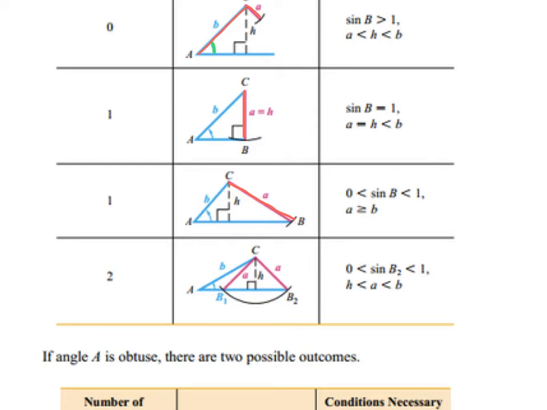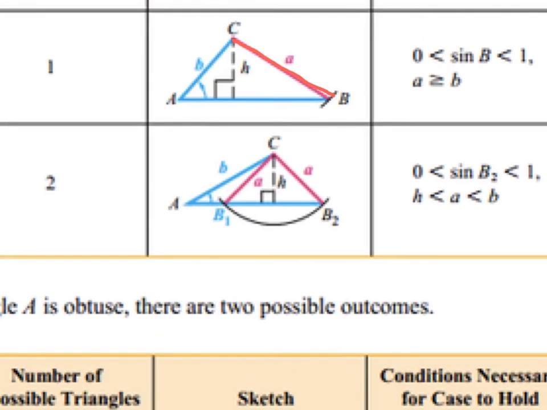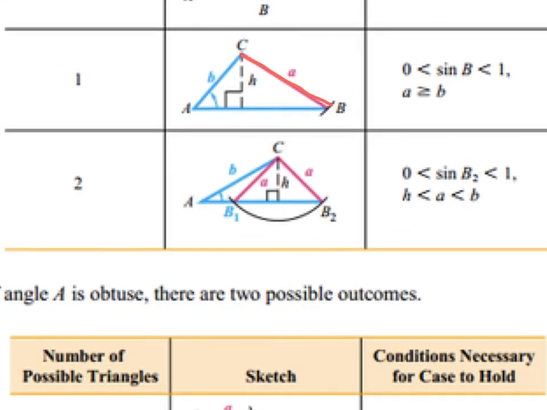Now here's the part that people don't like. It's the 4th one. This one right here has 2 solutions. So let me show you what that looks like. They give you angle A. They tell you how big angle A is. They tell you the length of side B. And then they give you this side A.